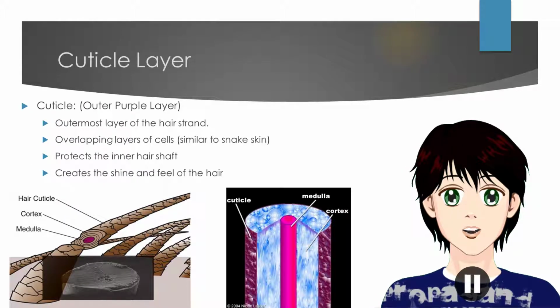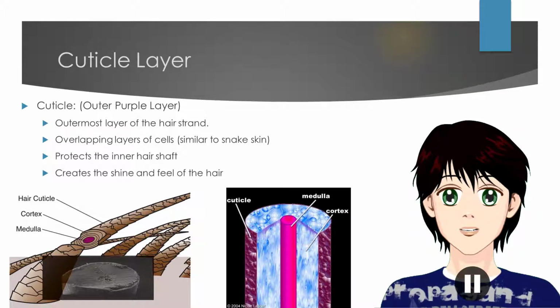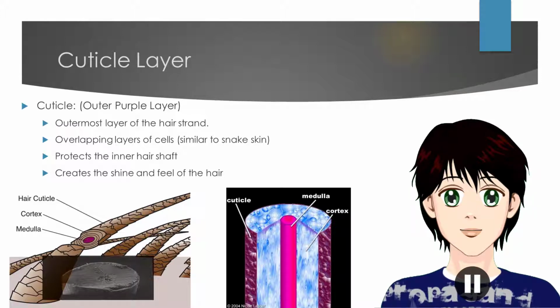The cuticle is the outermost layer of the hair strand. It is composed of overlapping layers of cells, similar to snakeskin. The cuticle protects the inner hair shaft and creates the shine and feel of the hair.